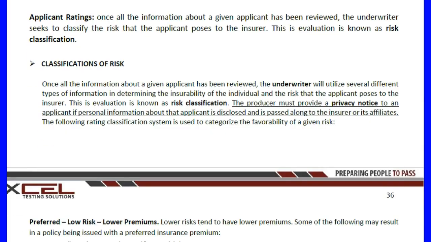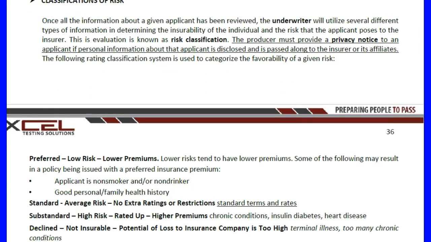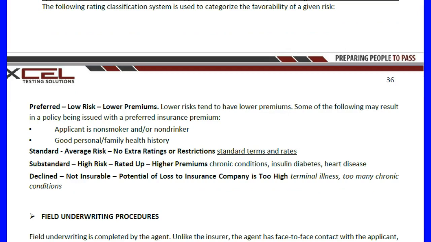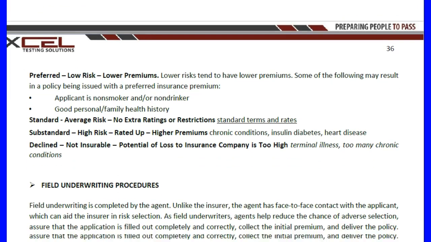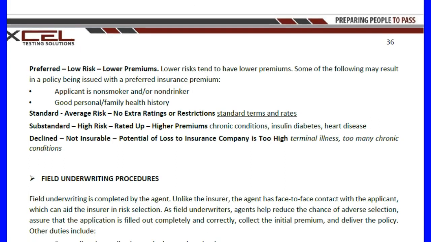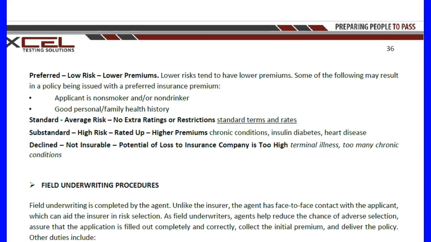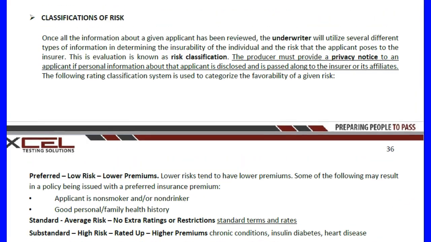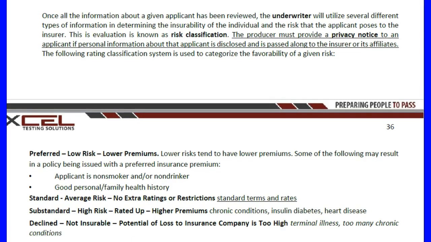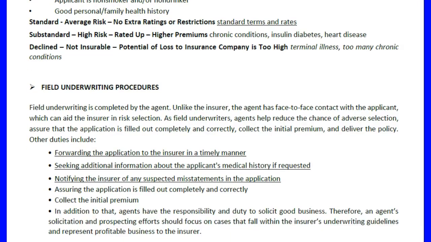So let's look at classifications of risks: preferred, low risk; standard, average risk; substandard, high risk; declined, non-insurable. So let's go back. What are the risk classifications? Preferred, standard, substandard, decline.